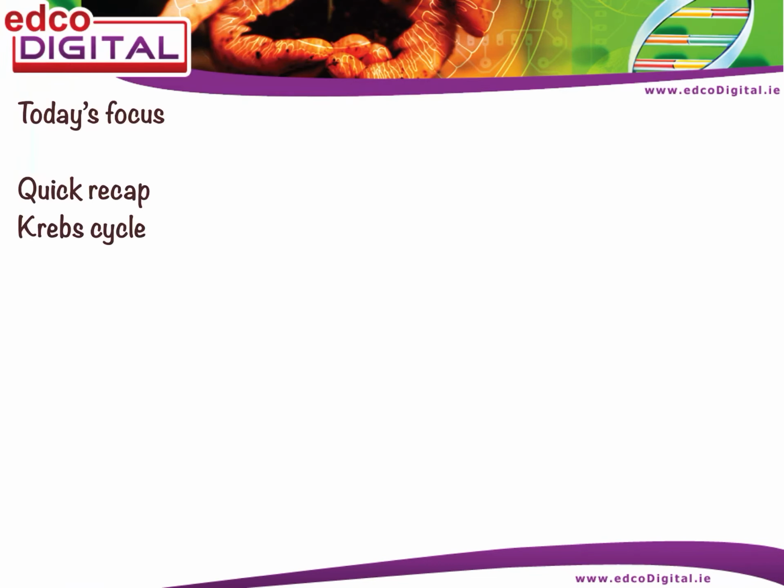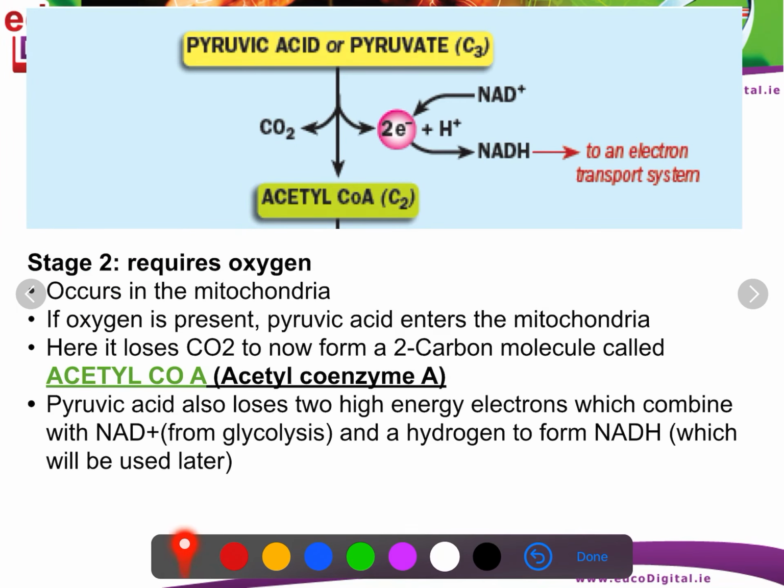Okay, so this is after we've made our pyruvate in glycolysis. Pyruvate is our 3 carbon molecule. It then gets broken down into acetyl-CoA, or acetyl-coenzyme A. This is when there's oxygen available, so acetyl-CoA is made, and then it is going to enter the Krebs cycle, which we'll look at today.